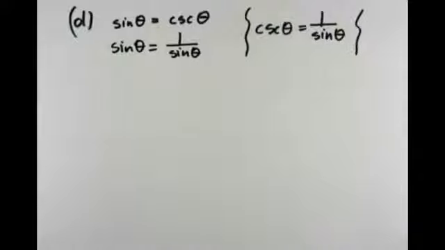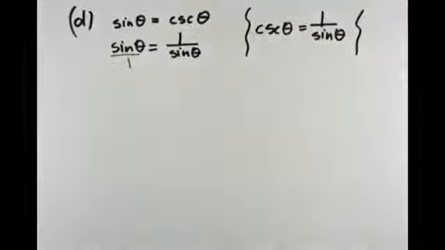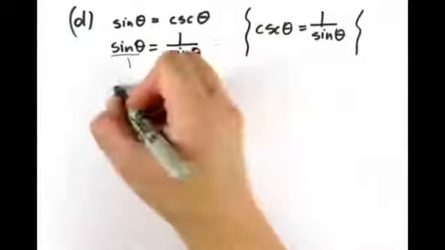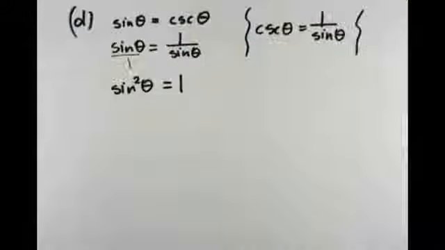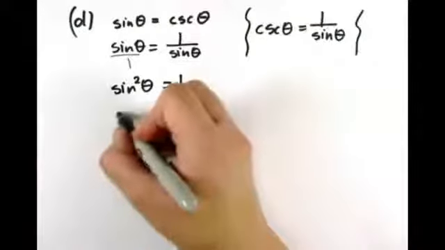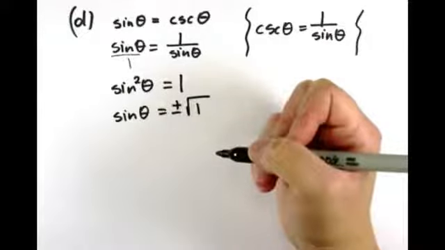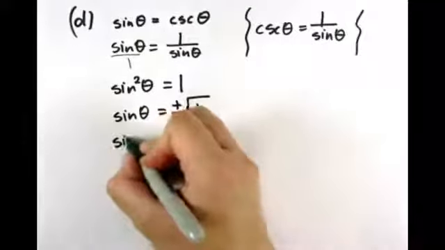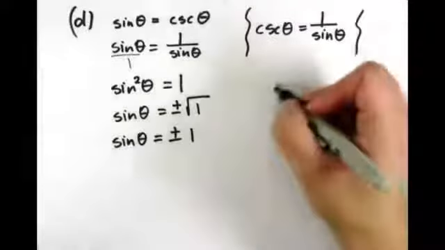Multiply times sine theta, or cross multiply, since sine theta is like over 1, and we can cross multiply. So we have sine times sine gives me sine squared theta is equal to 1. If we would like to solve it for sine, we need to take the square root of both sides. So sine theta is plus or minus the square root of 1, which is 1. So sine theta is 1 or minus 1.